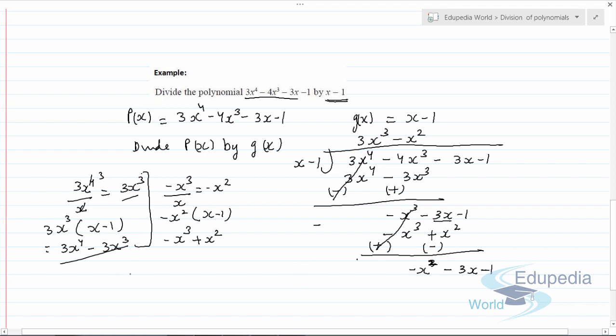Then we again continue the same process. We divide minus x square by x. What we'll get is minus x. We multiply minus x with x minus 1. The answer will be minus x square plus x. So first we write the quotient over here, the equation over here, minus x square plus x. Then we change the sign, it will get cancelled out.